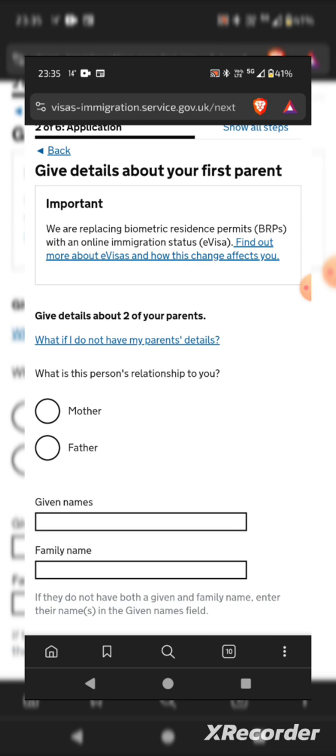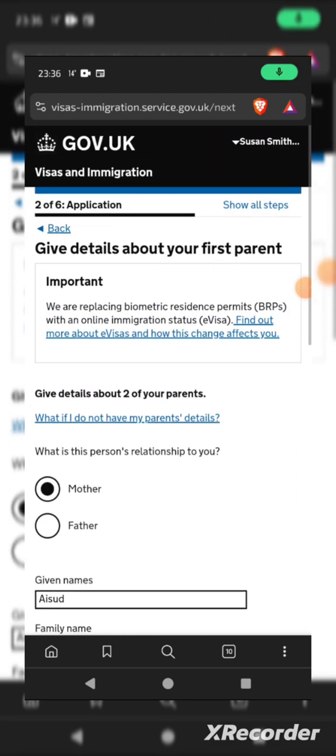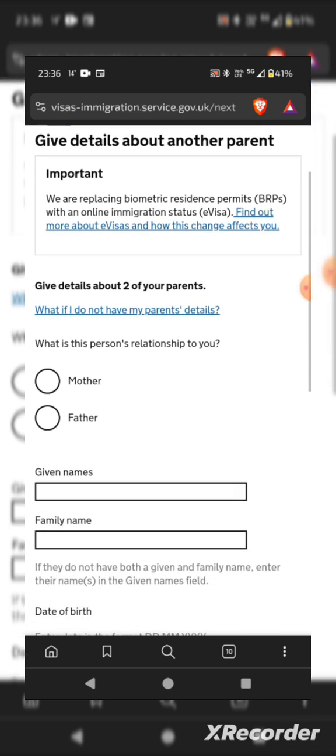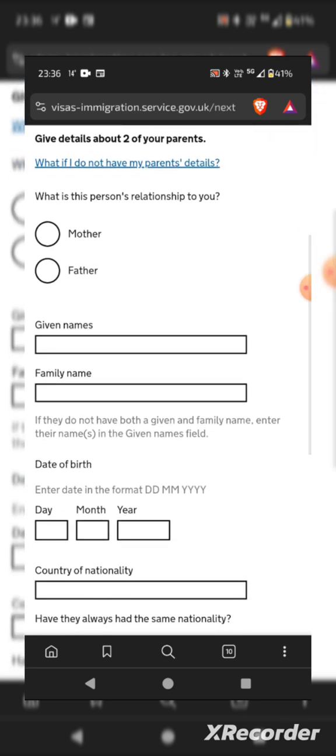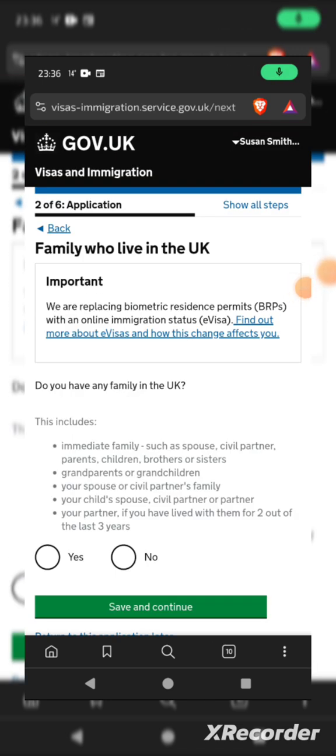Then now you talk about your parent. Write your parent's name, all those things like that. So you are going to write your parent and all those things, save and continue, right? Then you do the next, your father, you do all those things, save and continue. All right, save and continue.